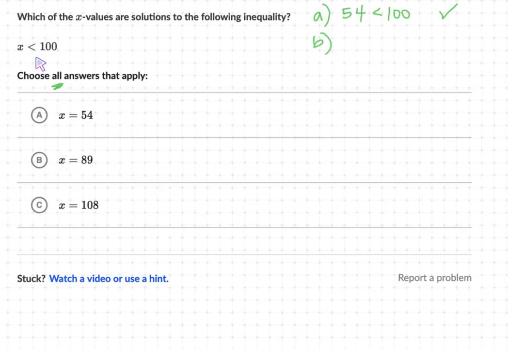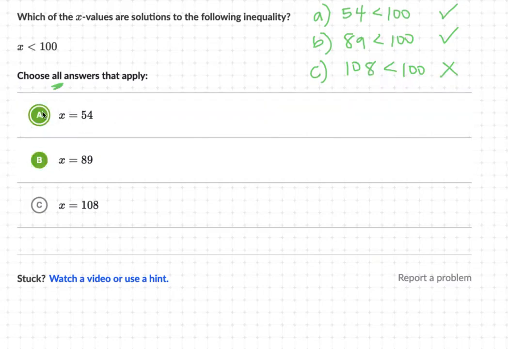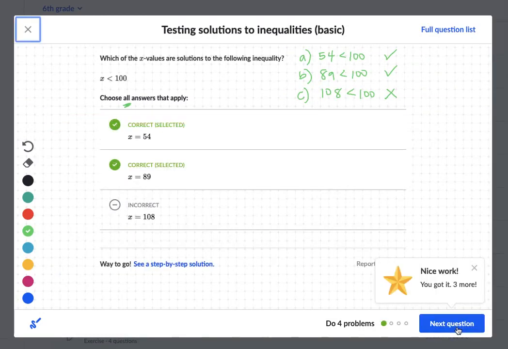Let's try B. Instead of x, we're putting in 89. So we have 89 is less than 100. Is 89 less than 100? Yes, that's a true statement. And C, if we replace x with 108, is 108 less than 100? No, it is not. It is greater than 100. So the only ones that should work are A and B to create true statements. And that's correct. So again, we're replacing with the value, working on order of operations if we can, and then checking to see if it's a true statement.